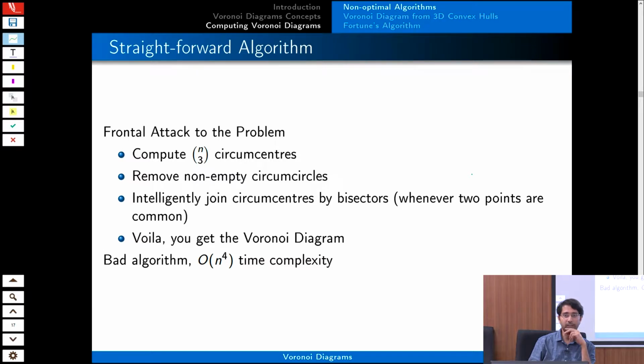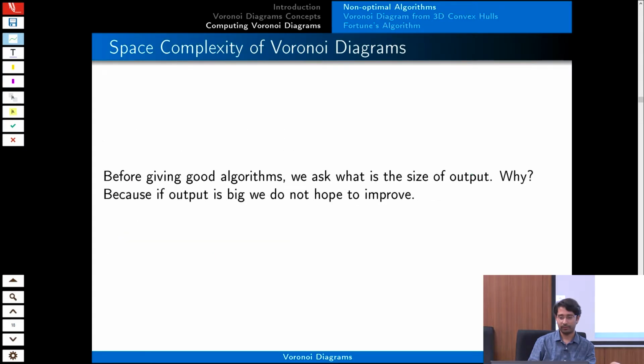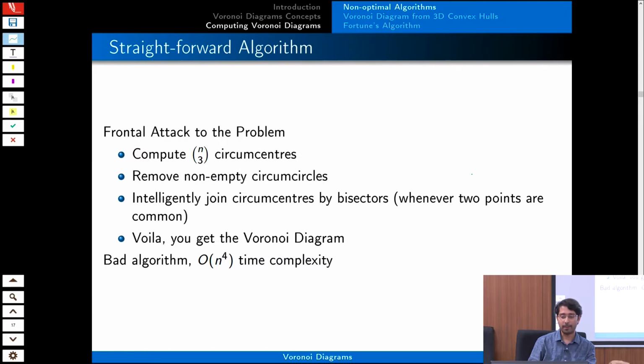So, how much time will this take? This will take order n to the power 4 time. N cube choices for the vertices, and how many vertices do we have to find? N vertices. So altogether n to the power 4 time. Okay. So why is it n to the power 4?